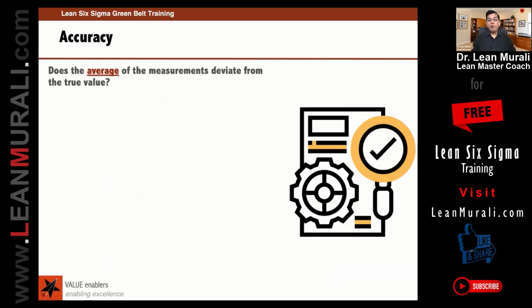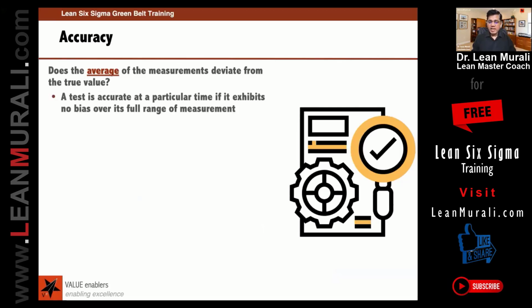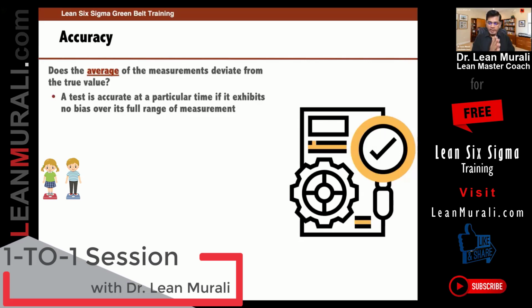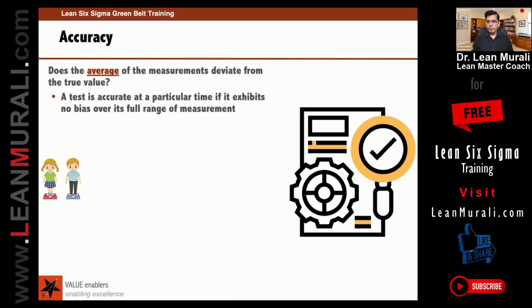Now, does the average of measurement deviate from the true value? A test is accurate at a particular time if it exhibits no bias over its full range of measurements. Let me explain. Suppose LKG boys are being weighed on the measuring scale, let's say those boys are about 15 kgs or 20 kgs in weight.